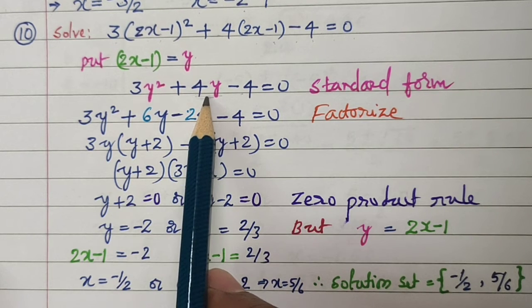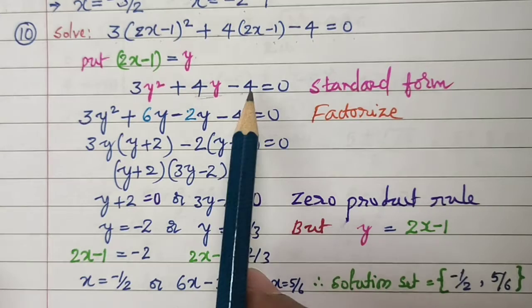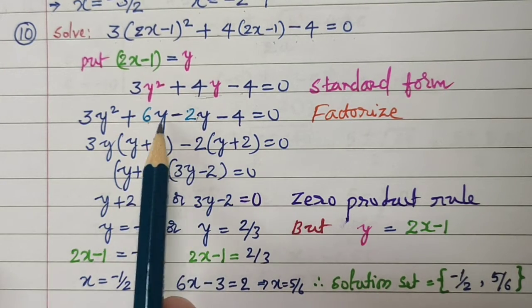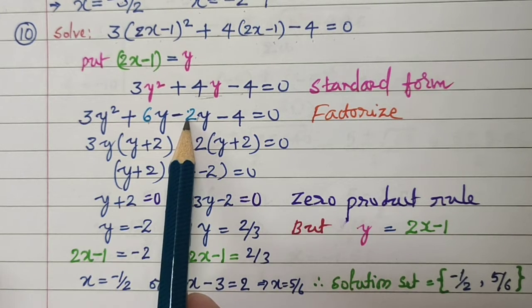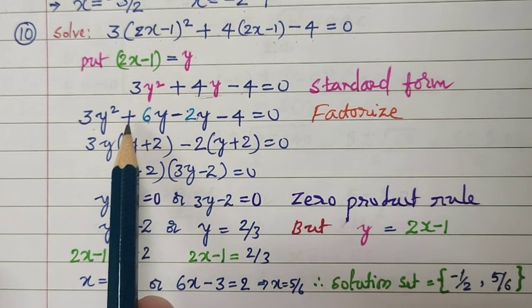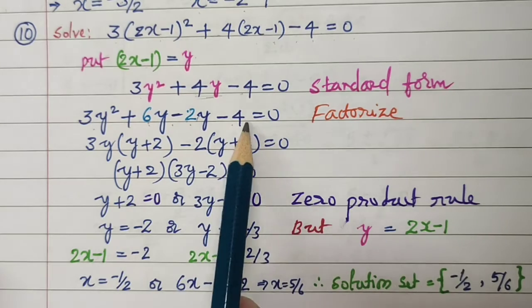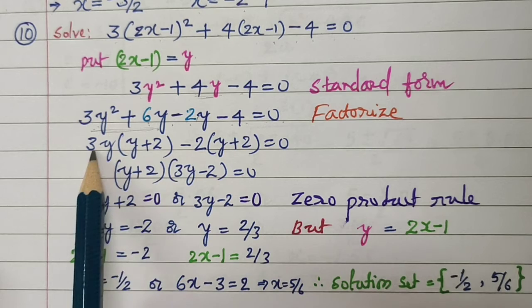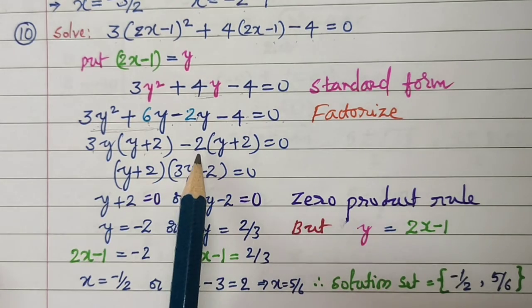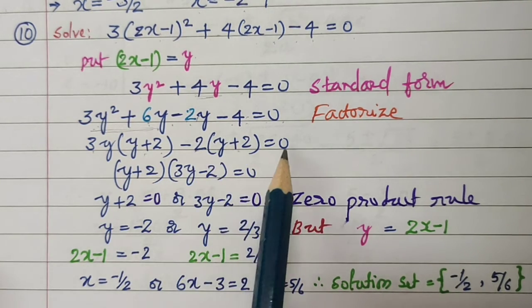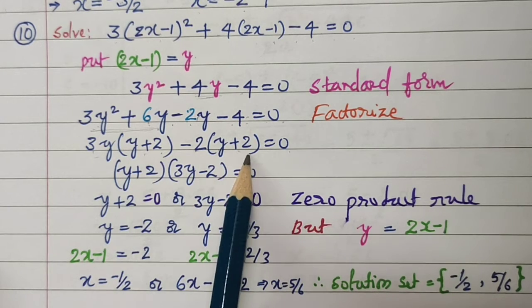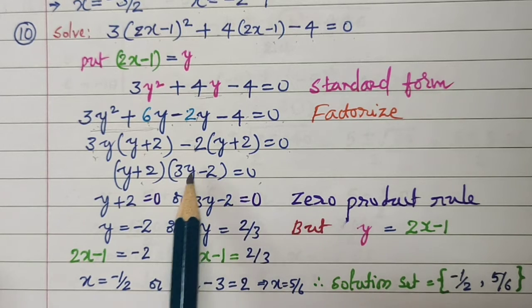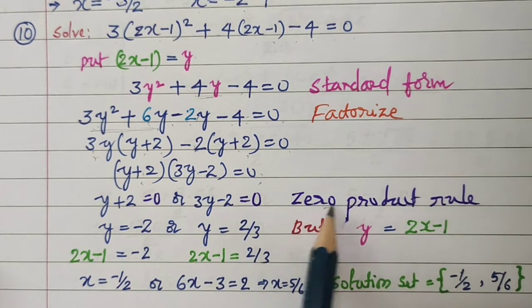Split this part into two parts. When you add, you should get 4. When you multiply, you should get −4 into 3, that is −12. 6 twos are 12, so +6 − 2 is +4. 3y² + 6y − 2y − 4 = 0. Then we take out 3y among these two, 3y(y + 2), and −2 among these two, when you take out −2, (y + 2) = 0. Out of these two, y + 2 is common, take that out, and what is left is 3y − 2 = 0. Equate this to 0 and this to 0, using the zero product rule.